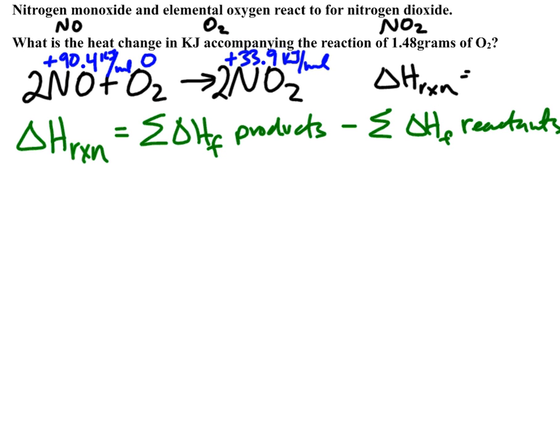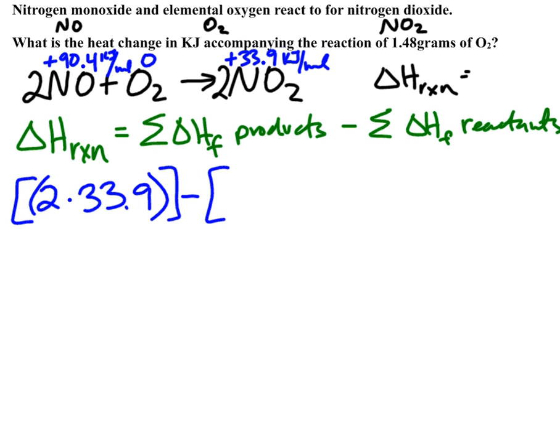So I write this out. I'm going to go sum of my products, which in this case will be just my one product. So it'll be 2 times, because I remember I need to multiply it by the coefficient, 33.9. Okay. And then that's the end of my products, right? And I'm going to subtract the sum of the heat of formation of my reactants, which now I have 2 of them. So that would be 2 times 90.4 plus 0, because oxygen is 0. Okay?